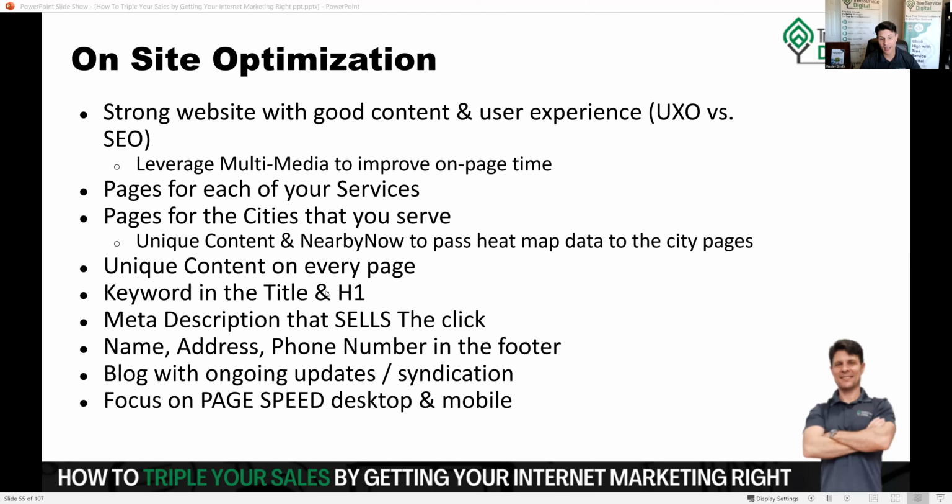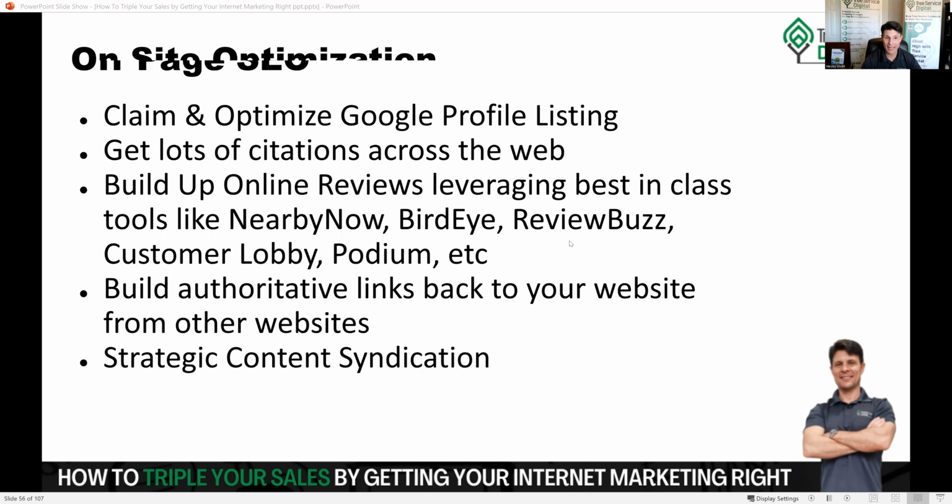You want a keyword in the title of the website to make sure you tell Google what this page is about, a good meta description, and a call to action that sells the click when they see it on the search page. You want your name, address, and phone number in the footer of the website. Really powerful for helping your Google map rank on the maps. You want to have a blog with ongoing updates and syndicate those blog articles and posts. That way you make sure your content stays active. Focus on page speed for desktop and mobile.